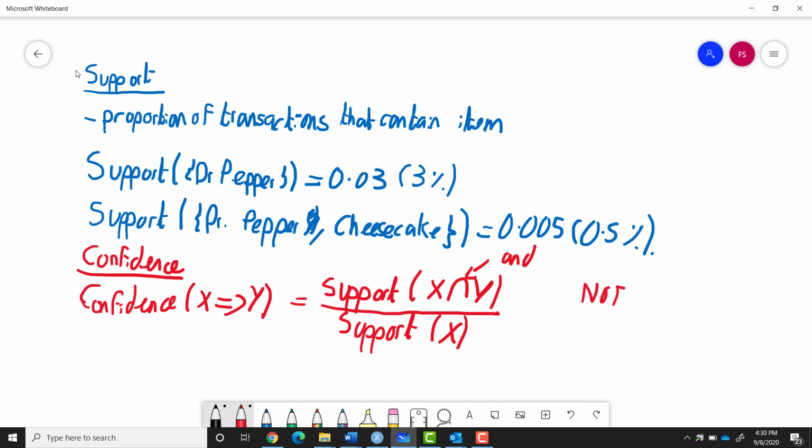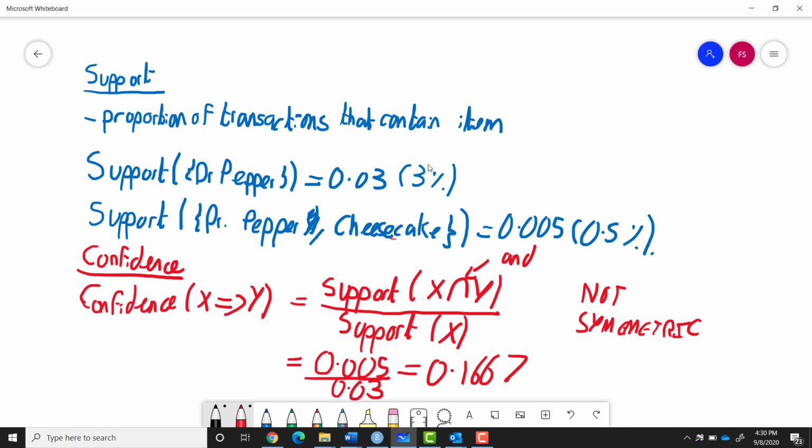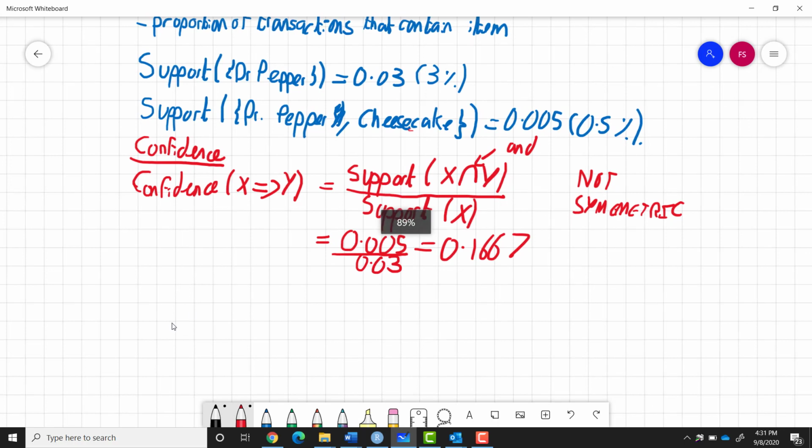Note, this is not symmetric. There could be a lot of people who have Dr. Pepper and no cheesecake, but maybe nearly everybody who has cheesecake has Dr. Pepper. Okay, that's not going to happen in practice, but this is not necessarily symmetric. So in this instance, we have 0.005, for example, divided by 0.03, which is equal to 0.1667.